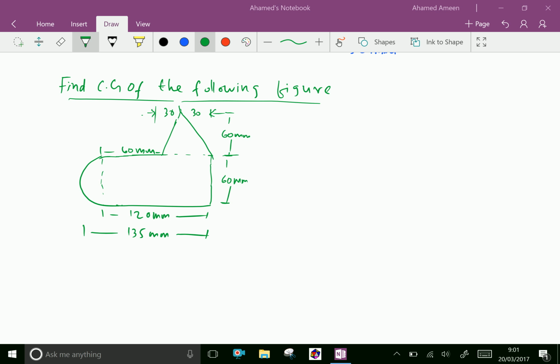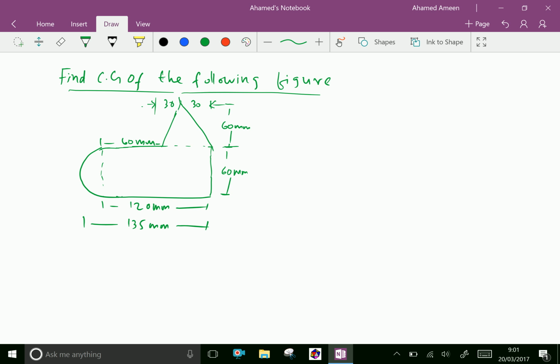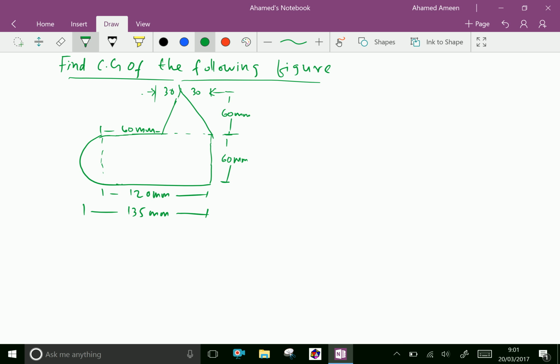Find the center of gravity of the following figure. This figure shows there is no symmetry with the x-axis or y-axis, so we have to find x bar and y bar for its CG. Let us name this plate 1, this plate 2, and this is plate 3. Now let us find the area of each first.